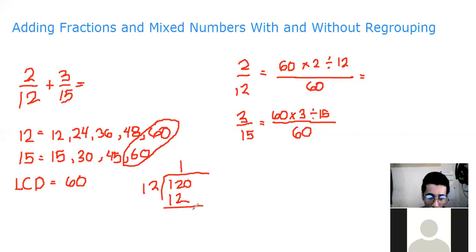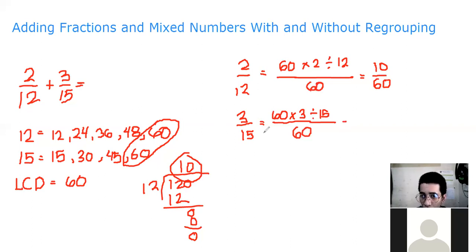Then, bring down 0. 0 times 0 divided by 12, that is 0. 0 times 12, that is 0. So, 0 minus 0, that is 0 again. So, may sagot tayo na 10. Okay? So, mangyayari, magiging 10 over 60 na yung ating unang fraction.